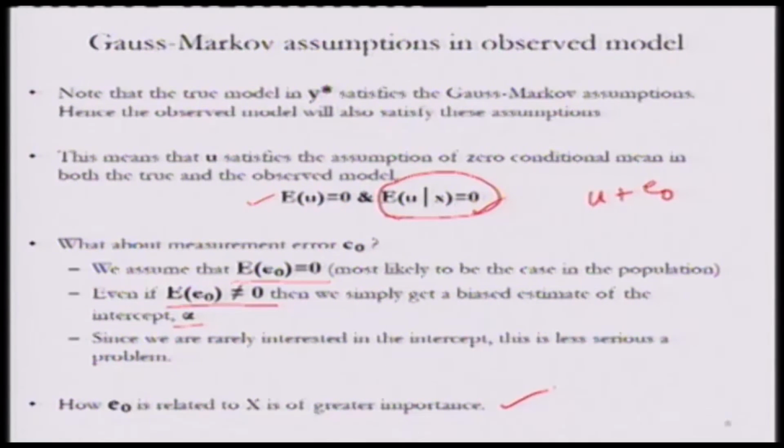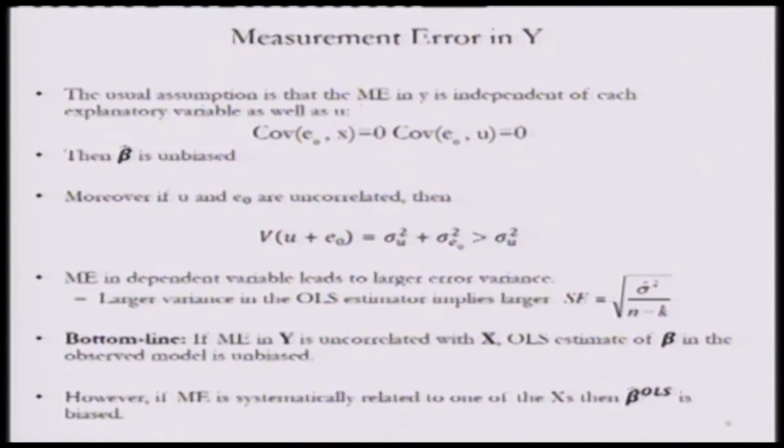What is of greater importance is how e naught is related to x. The reason is that the relationship between the error term and x, the conditional independence assumption, whether that is met or not. So, the usual assumption when there is a measurement error in y is that it is independent of each of the explanatory variables, so that the covariance of e naught and x is equal to 0 and the covariance of e naught and u is also equal to 0. What this means is that the measurement error is not only independent of the explanatory variable x, it is also independent of the error in y.